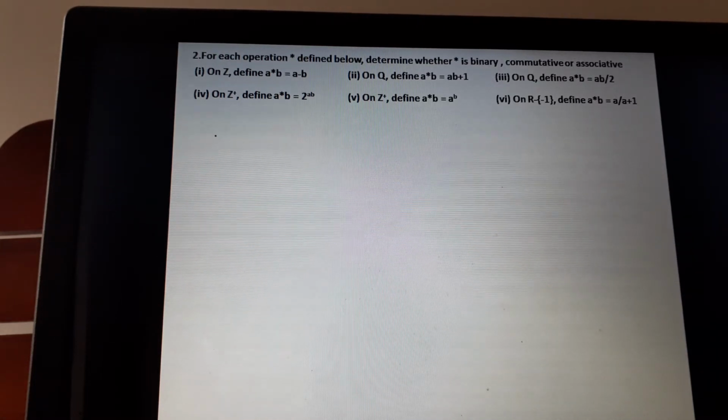So fifth question. On Z plus, A star B equal to A to the power B, for every A, B belonging to Z plus. So is it binary? Yes.